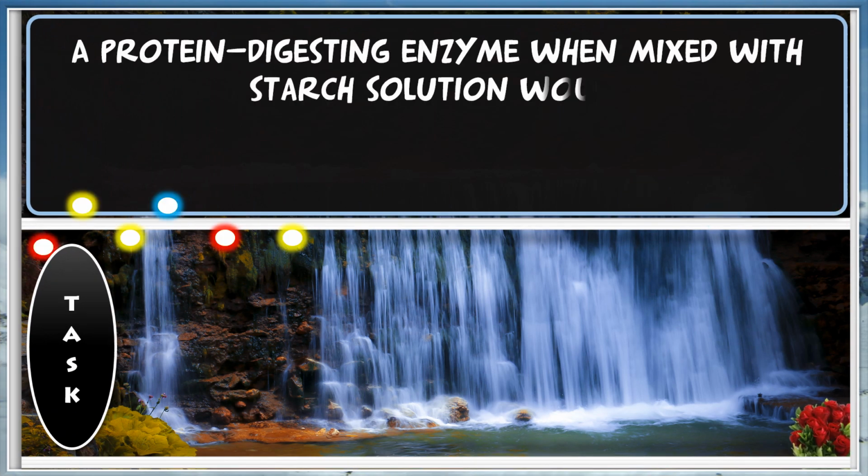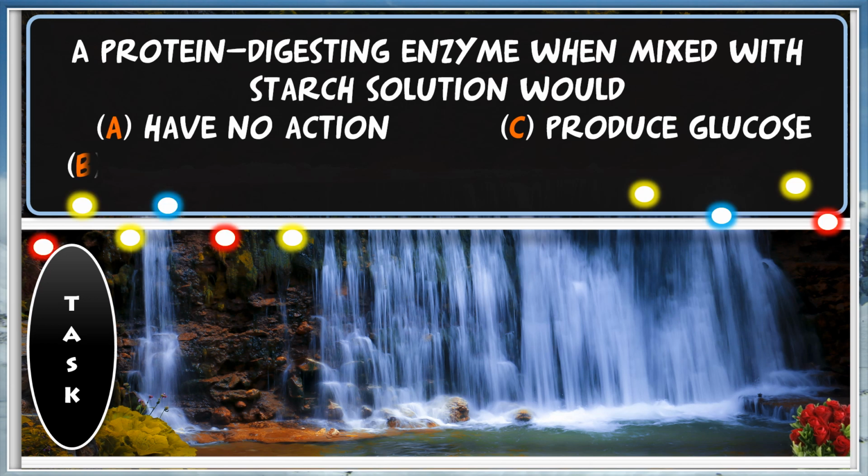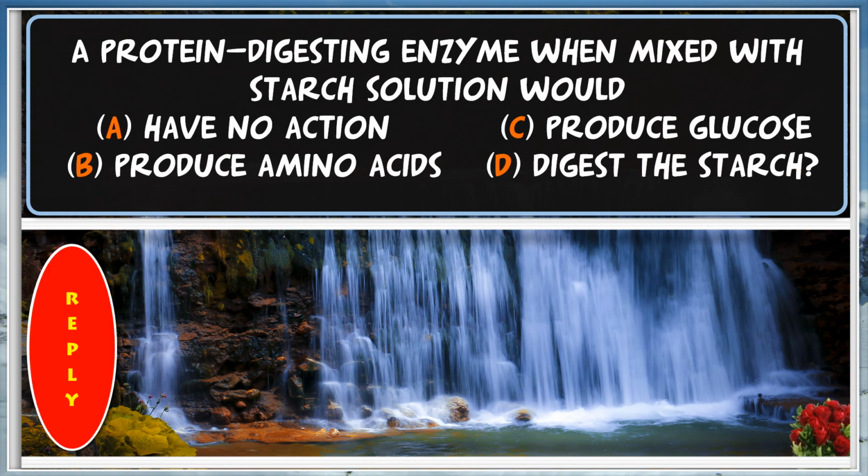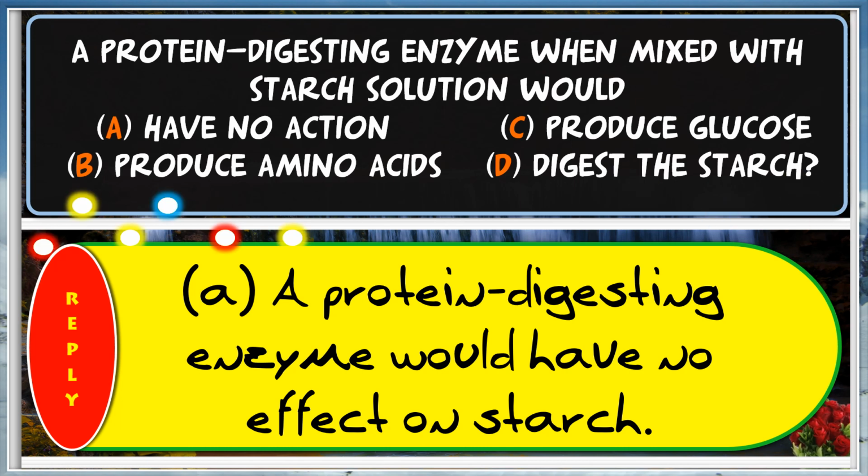A protein digesting enzyme, when mixed with the starch solution, would A, have no action, B, produce amino acids, C, produce glucose, D, digest starch. It is A. A protein digesting enzyme would have no effect on starch.